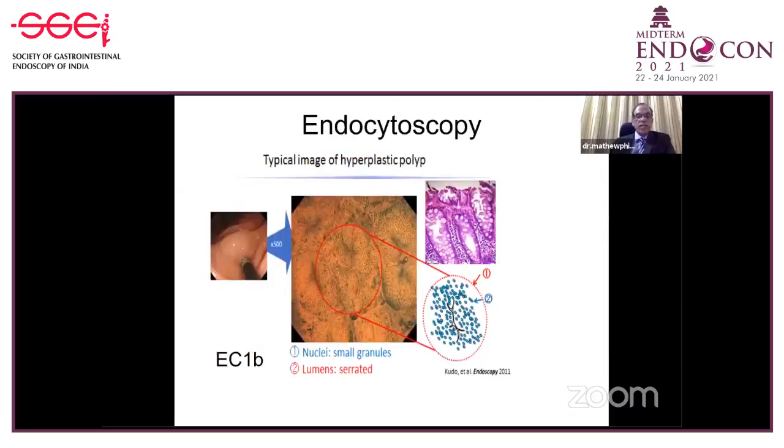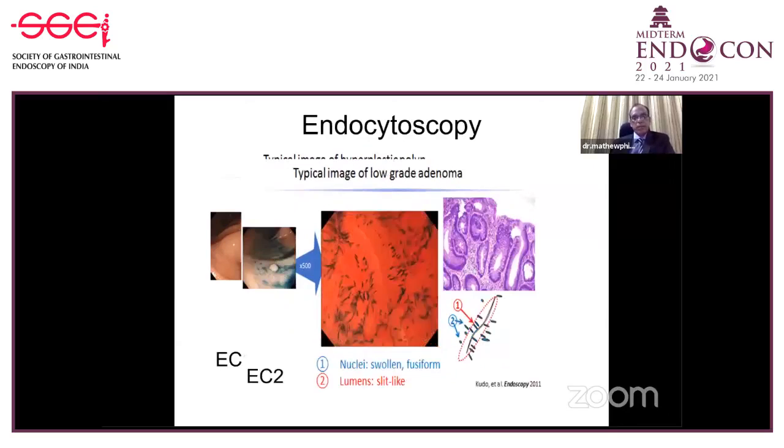Next. And this is a hyperplastic polyp. You can see that is the probe-based endocytoscopy. That is an older one. And you can see this is EC1B. This is a hyperplastic polyp. Next. This is an adenomatous polyp, and it's a low-grade adenoma, EC2. Next.